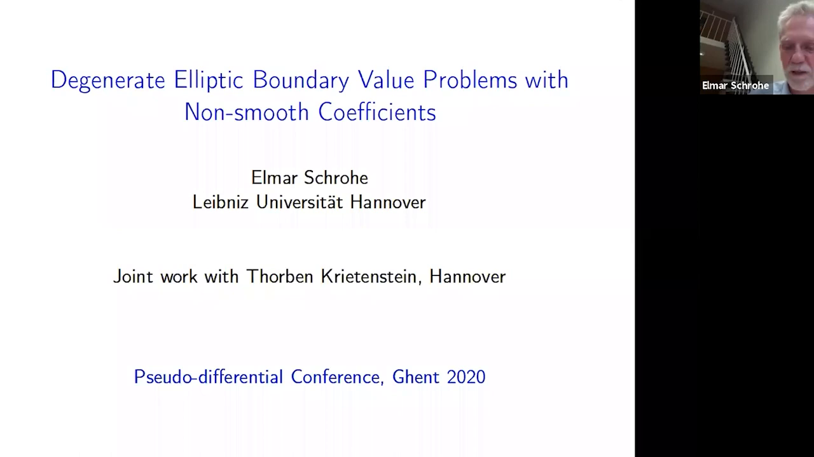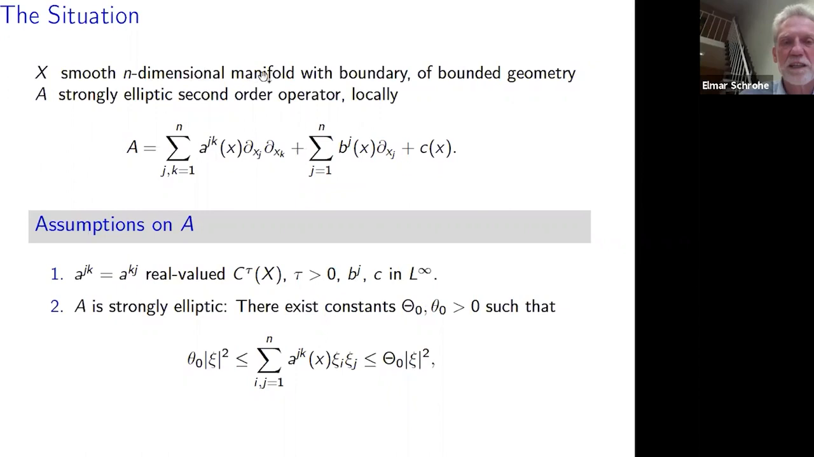So, let's see. The situation is the following. We work on an n-dimensional manifold. It need not be compact, but it should be of bounded geometry. And on this manifold, we consider a strongly elliptic second order operator of general form. So if you want to write it out, it has this form here. A is the name of the operator, and it has second order terms with a symmetric matrix a_jk.